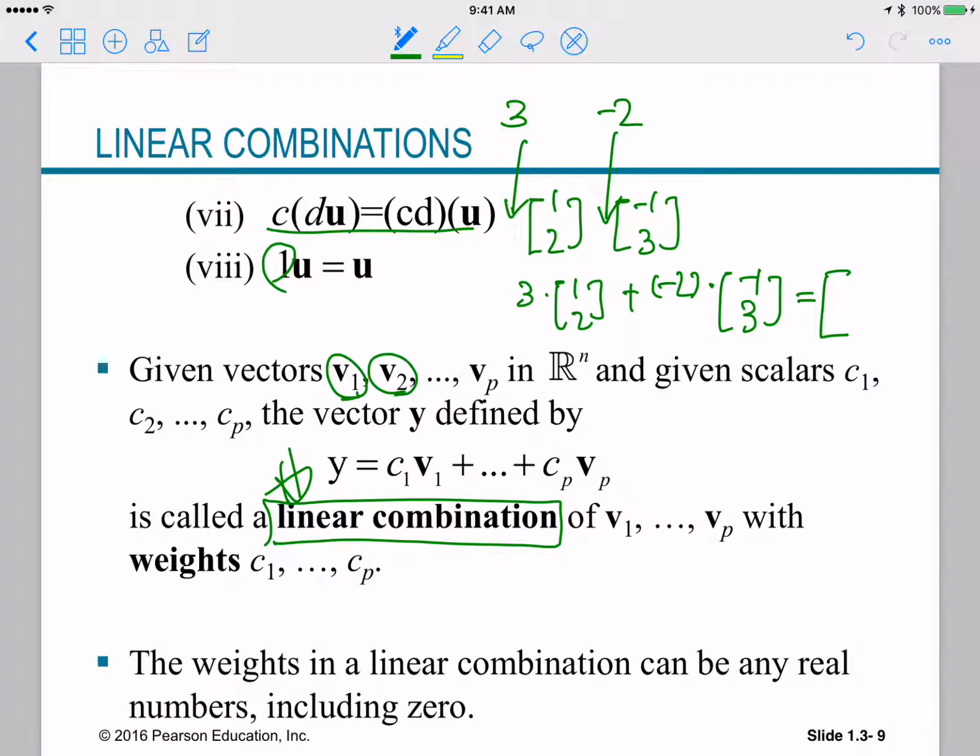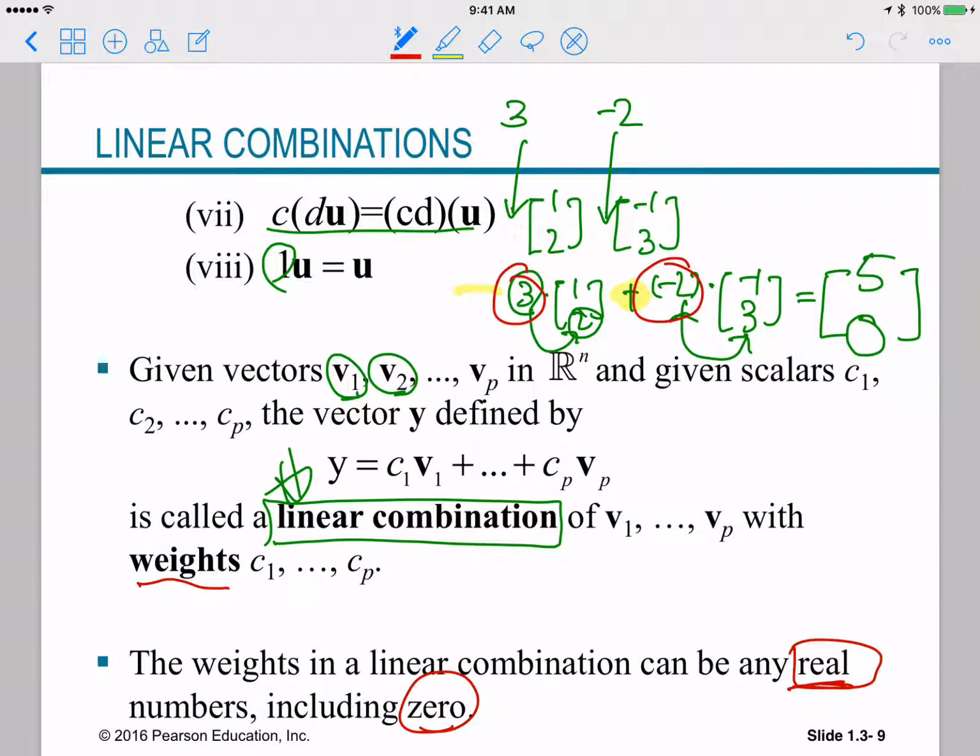And then what is the number? Can anyone answer? It's 5, right? And then 12, it should be 0, right? So we multiply these two, then these two, and then do this addition. Okay, so this is one example of a linear combination of these two vectors. And this weight, 3 and -2, we call a weight in this linear combination, and this weight can be any real value. And also, it can be 0. Okay?